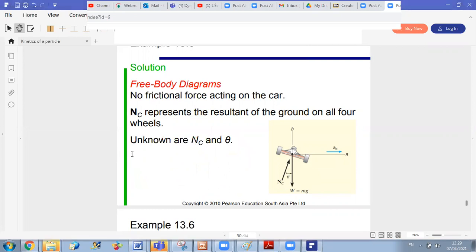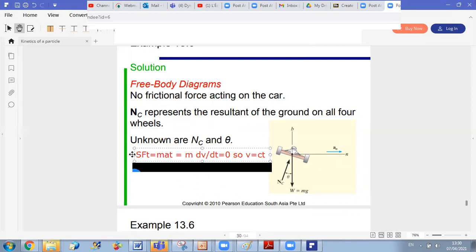The first equation is sum of t equals MAT, and AT represents dV by dt. Since we have no forces along UT, the sum of forces along UT will be 0. So we deduce that V is constant and AT is 0. This is the conclusion we can make from the first relation. It will not help us here in this problem, where we want to find a relation with theta. So we need other equations.